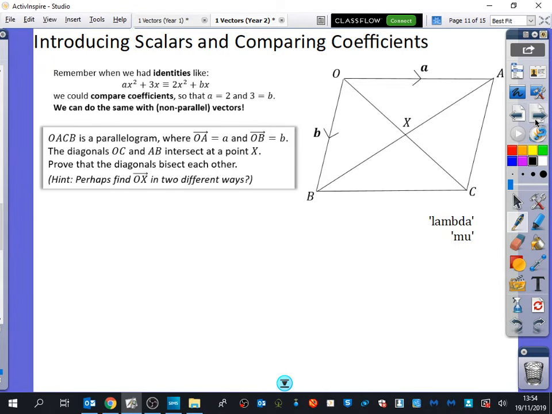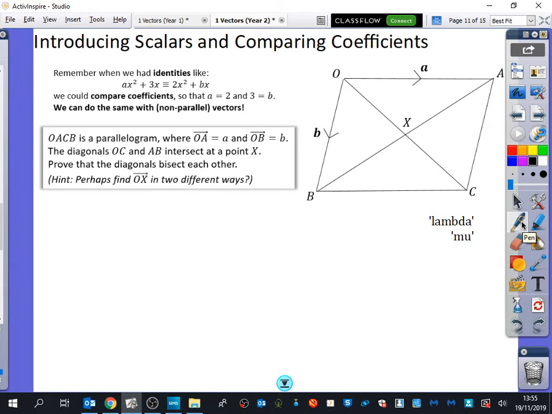Okay. So we're going to introduce this topic. It says introducing scalars and comparing coefficients. Remember when we had identities like this kind of thing here: ax squared plus 3x equals 2x squared plus bx. You're going to be like, huh, why is he talking about algebra? But it's because we're going to be using it in this topic. We could compare the coefficients. We also did this in partial fractions as well. So we can clearly see that a is 2 and that b is 3. And you can do the exact same thing with non-parallel vectors. You can compare the components of those vectors that would make things true, okay? Right.